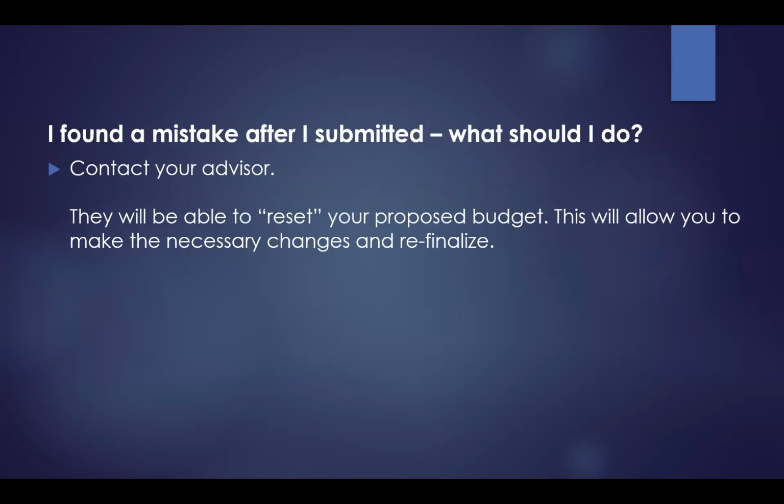Now, if you made a mistake after your proposed budget has been submitted and you find it, it's just like with skipping pre-review. Your advisor has the ability to reset you. So if you found an error, just contact your advisor. Send them a quick email, give them a call, tell them you just need it reset. It takes them a couple seconds to do, and it'll allow you to go in and make the necessary changes.